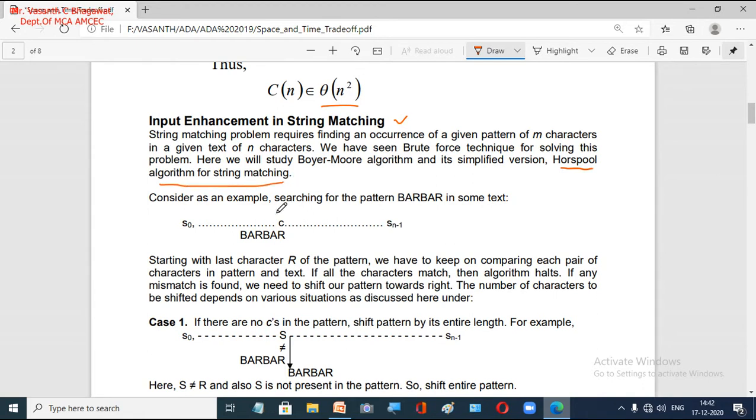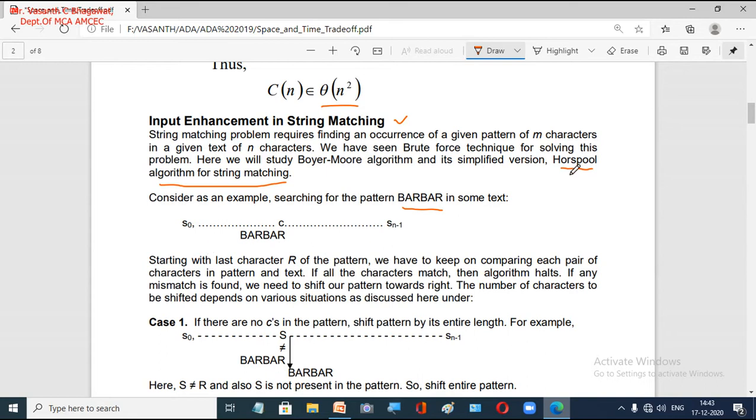Now how do we try to solve this problem? Let us consider you have a pattern string called BARBER. You are supposed to search this pattern in the text. The text has n characters, that is S0 to Sn minus 1. In this you are supposed to search this particular pattern.